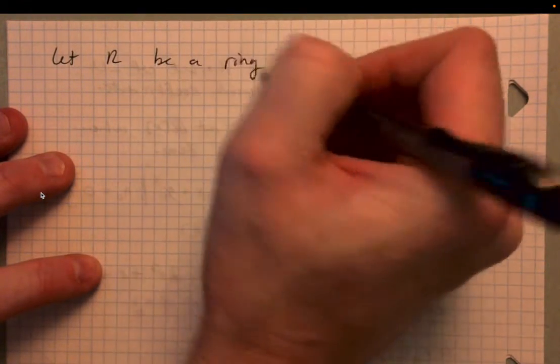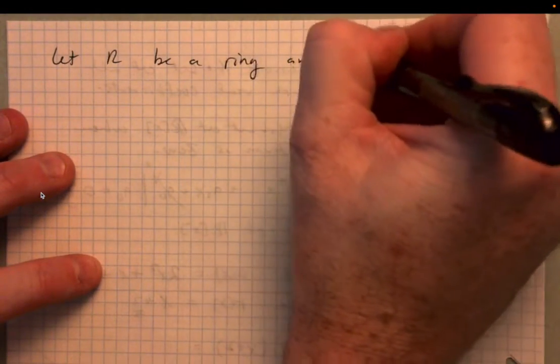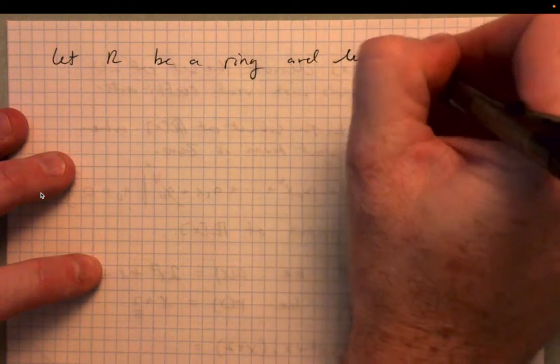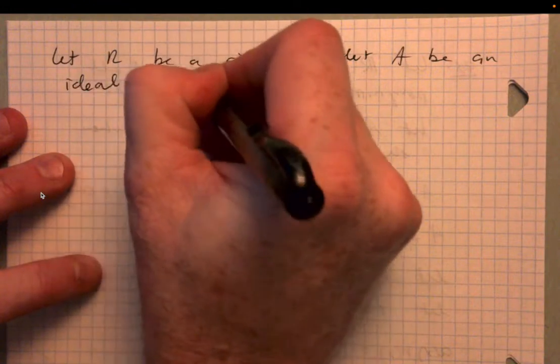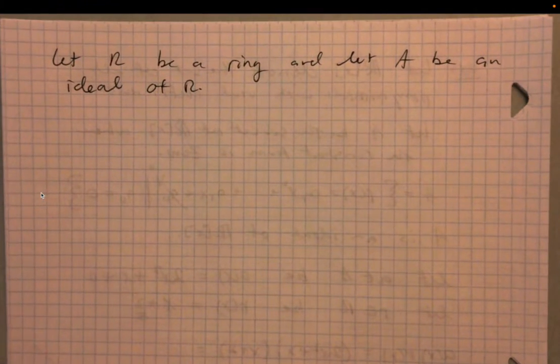All right, so we've got this idea of what an ideal subring is. Now let's take this concept and explore the idea of a factor ring. So we're going to let R be a ring and let A be an ideal of R. So it's an ideal subring of R.